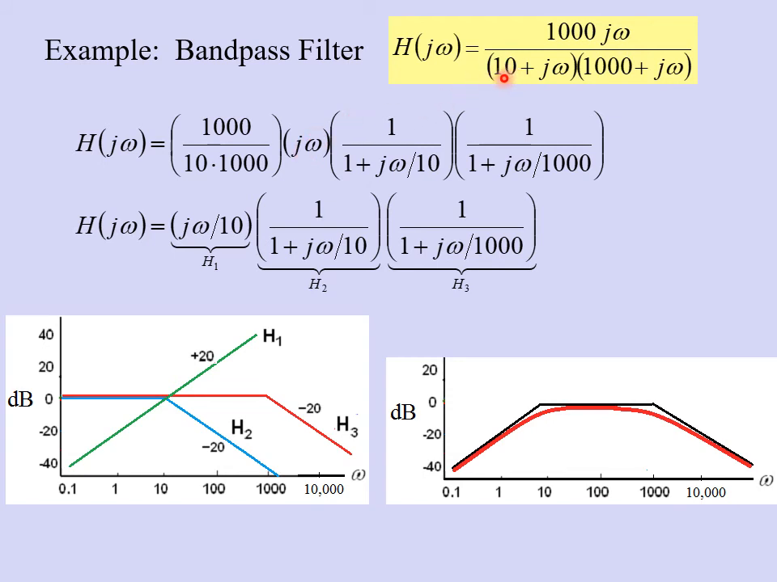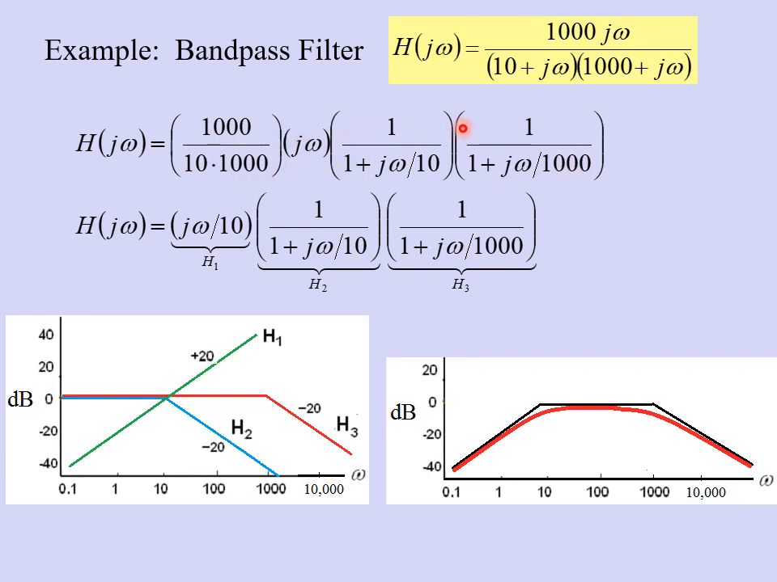Here we have a 10. So let's bring that out down here in front, leaving 1 plus j omega over 10. And then this 1000, we're going to factor that out and put it out here, 1000, leaving 1 plus j omega over 1000.